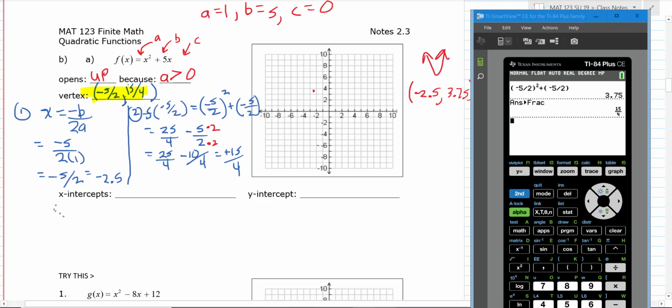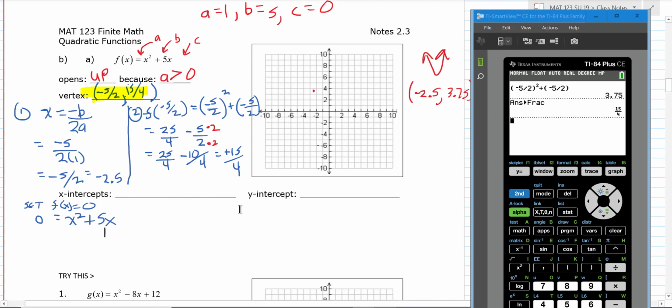Next thing that happens is we do the x-intercept. So what you do is you set the function equal to 0. So you do 0 equals x to the second plus 5x. Okay, so you got to go through and then you got to factor that down.